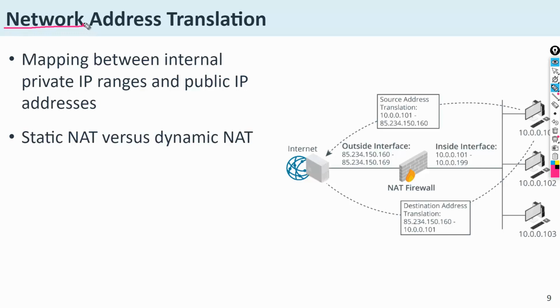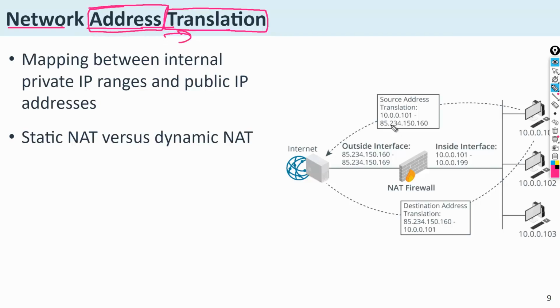This is also not used for the security purpose, but this is big used inside your organization. So what is the meaning of network address translation? Network address translation means the address is going to be translated. Translate means converting into some other IP address.